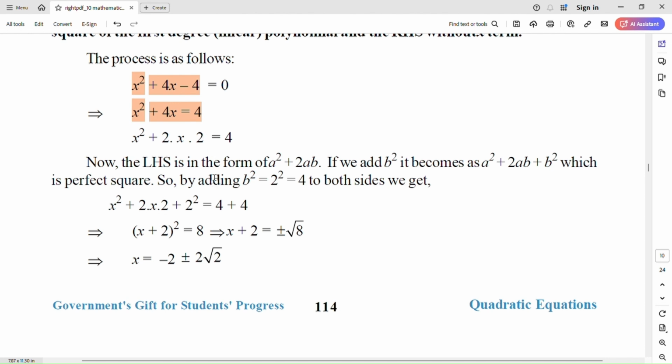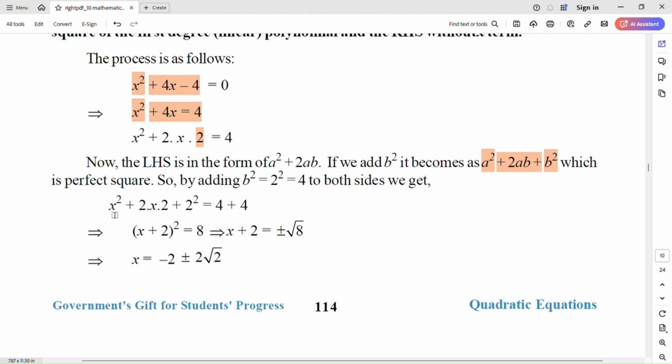So I will add one b square term to the LHS to make it a square plus 2ab plus b square on the LHS. Which means b is 2 here, correct? 2ab, b. This is b for me, right? So b is 2, so b square is 4. So I will add 4 to the LHS and 4 to the RHS.